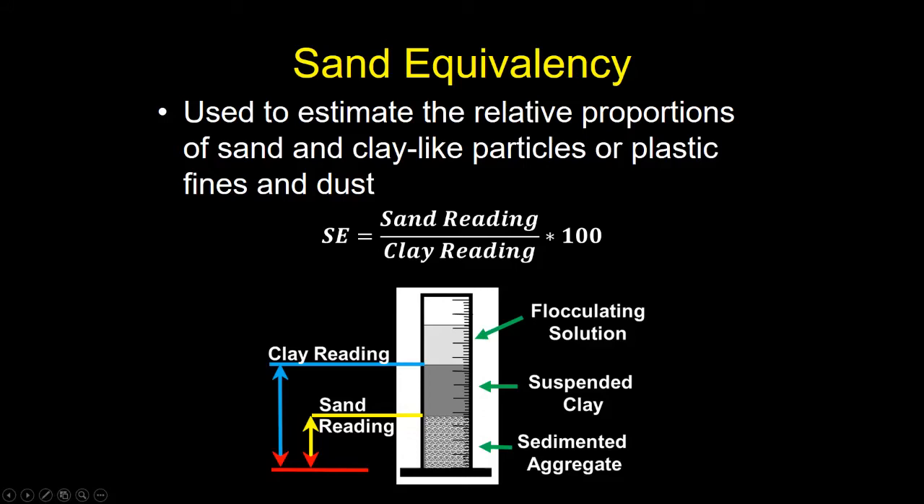What will happen is you'll do the sand reading divided by the clay reading times 100, and you'll get something like 95.6, and that means that your sand is 95.6% not clay. So it's pretty clean. If you get a reading that's like 70%, that means you got 30% clay in that sample, which is probably not good for what you're doing. The cleaner the sand or fine aggregate, the better. And then this is our video for sand equivalency.